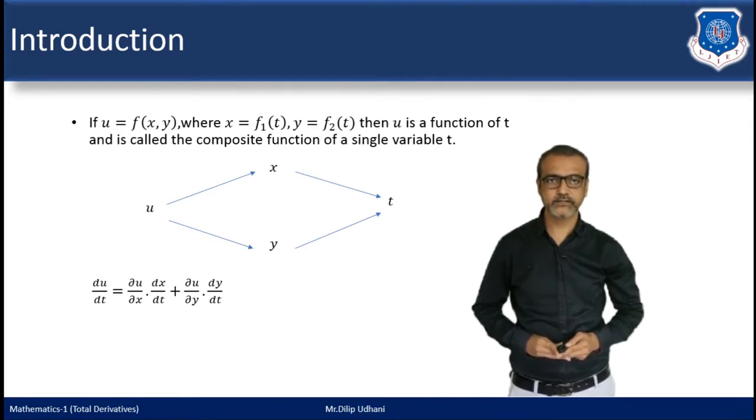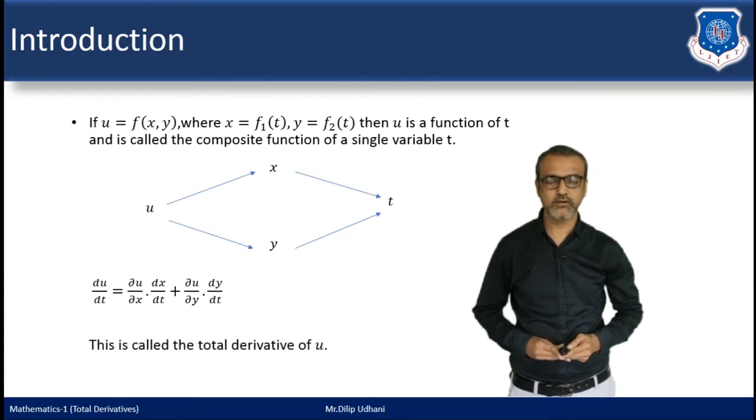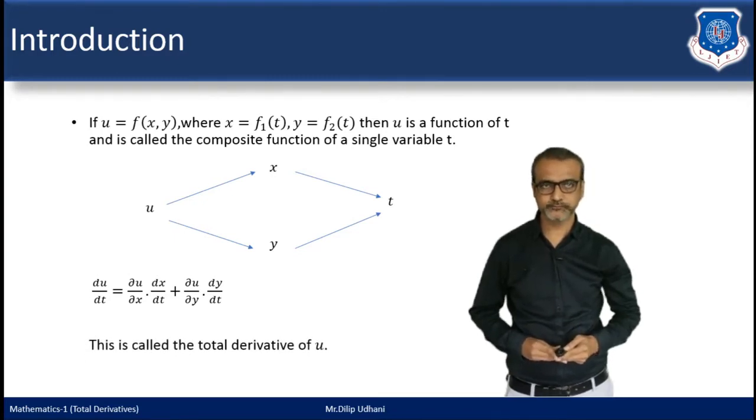Plus, for the second path, u is from y and y is from t. u is a function of two variables, x and y, so we will write del u by del y, and y is a function of the single variable t, so we will write the ordinary derivative, that is dy by dt. So we have du by dt equals del u by del x into dx by dt plus del u by del y into dy by dt. This is called the total derivative of u.